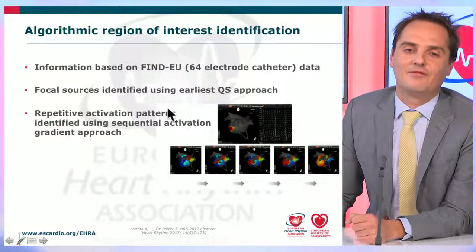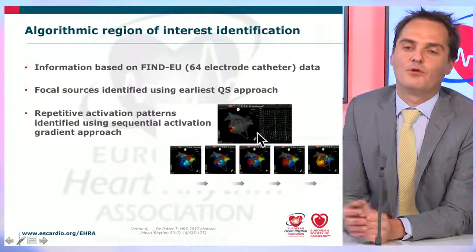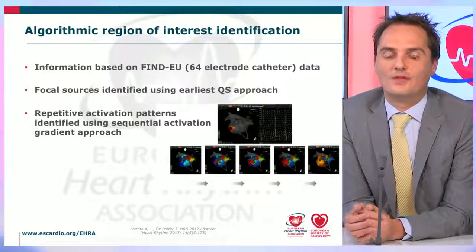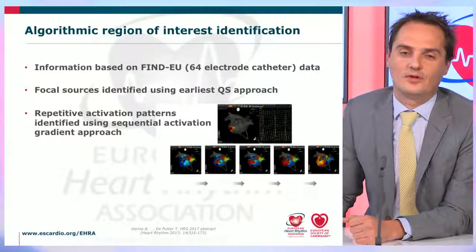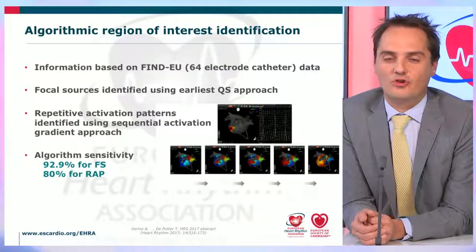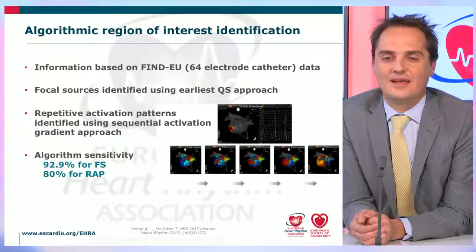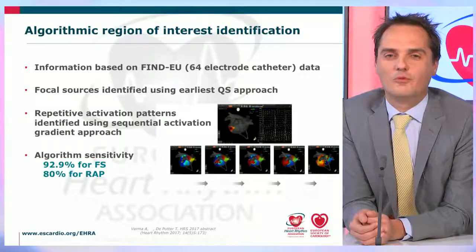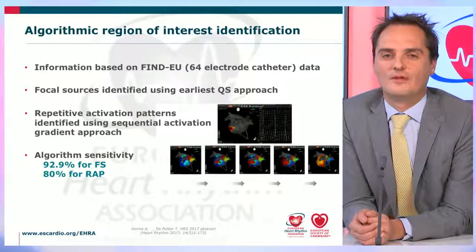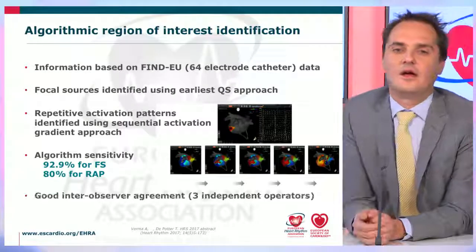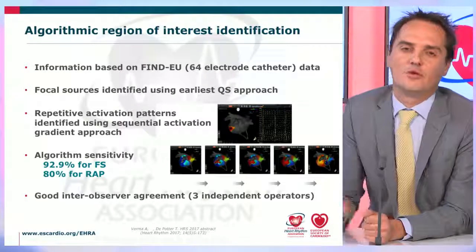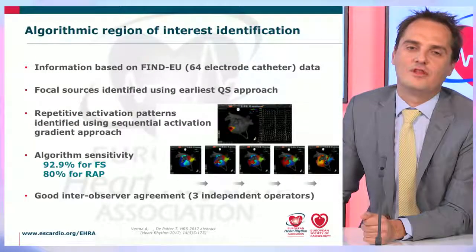This was studied and validated. We studied both focal activation patterns and repetitive activation patterns that we try to identify using these electrogram criteria that I've shown you. And what was shown and what was presented at this year's HRS is that such an algorithm is rather sensitive, at least for focal sources. It performs reasonably well for repetitive activation patterns in the left and right atrium, and it showed very good agreement between the individual independent operators that judged these patterns.